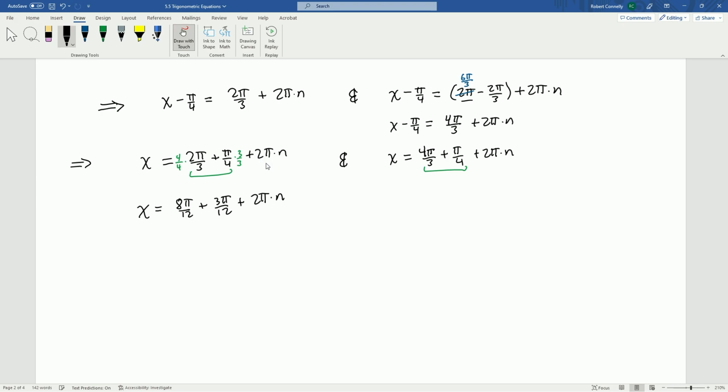And keep in mind, we're not trying to include this term right now because this is a multiple of n, which is a variable in this case. So we don't want to try to combine that with our constant terms. It's just going to make things simpler for us later on. Now similarly over here, we're going to get 16 pi over 12 for our first term when finding our common denominator. And here we're going to get 3 pi over 12.